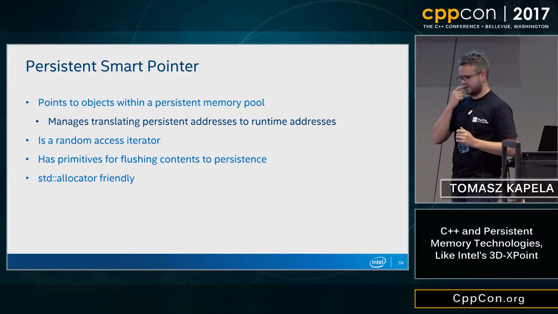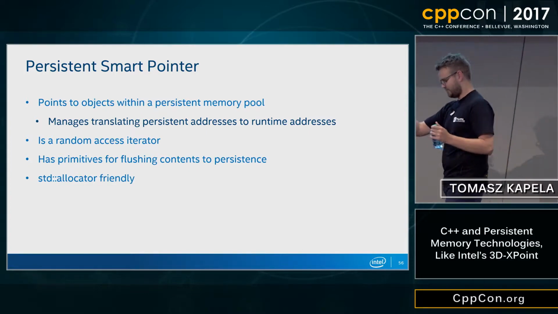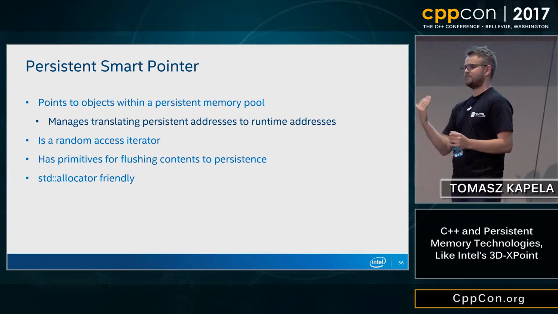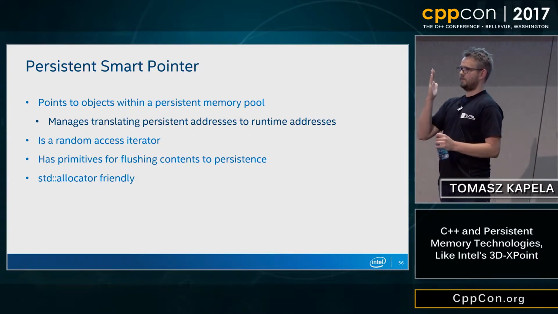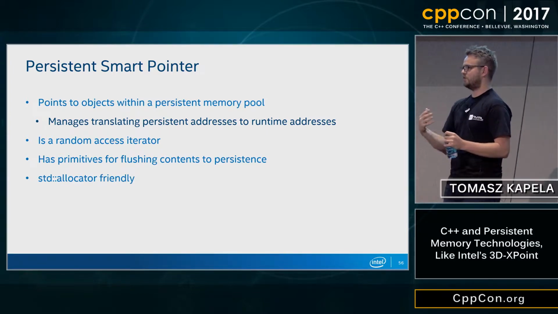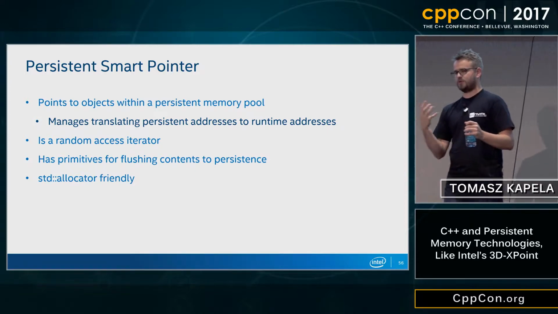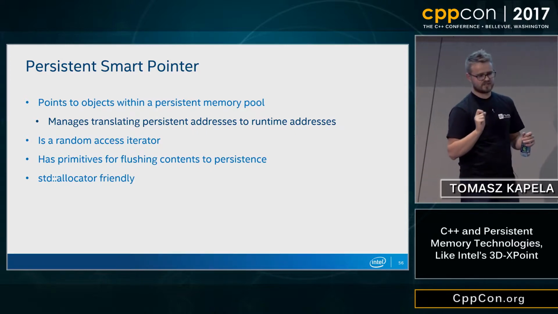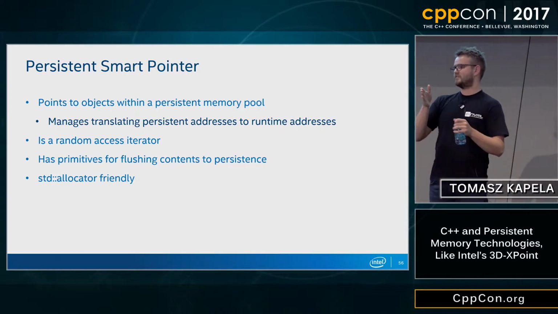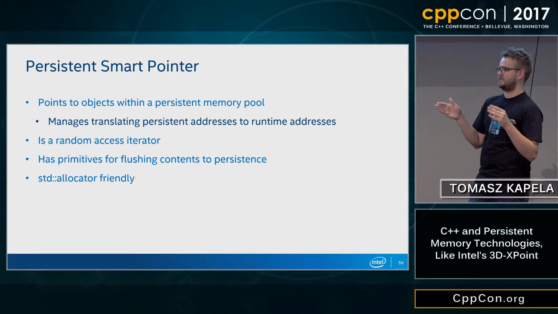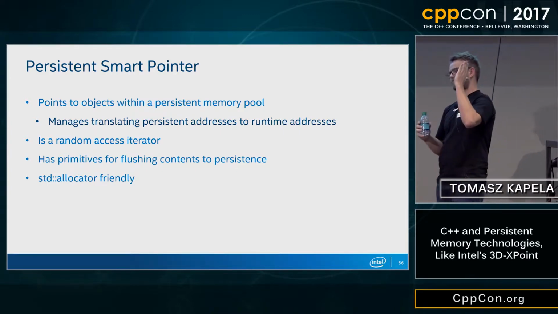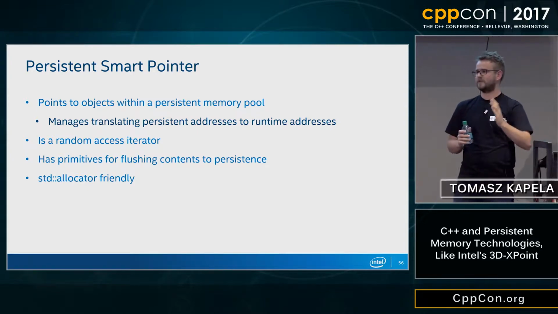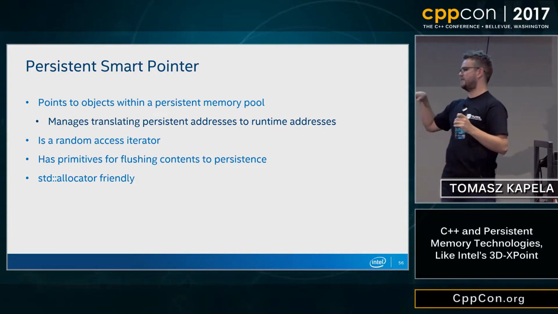So how does that work? Since almost all of you know what mmap does, mmap doesn't always map to the same address. So you can reload the same file into your application and get a different base address each and every time. So the persistent pointer actually stores an offset from the beginning of the pool, so that you have to recalculate your runtime address.